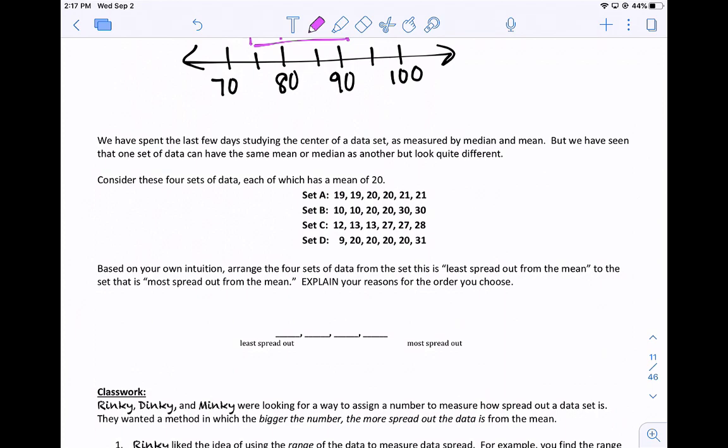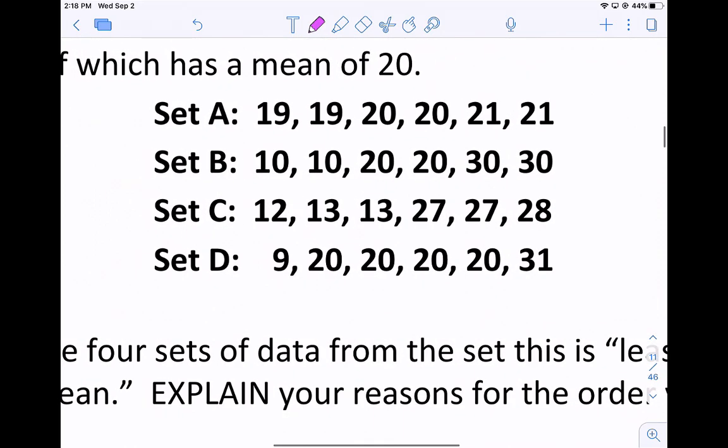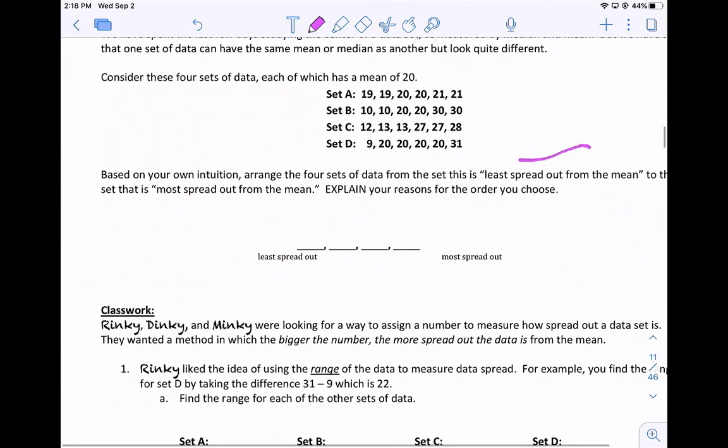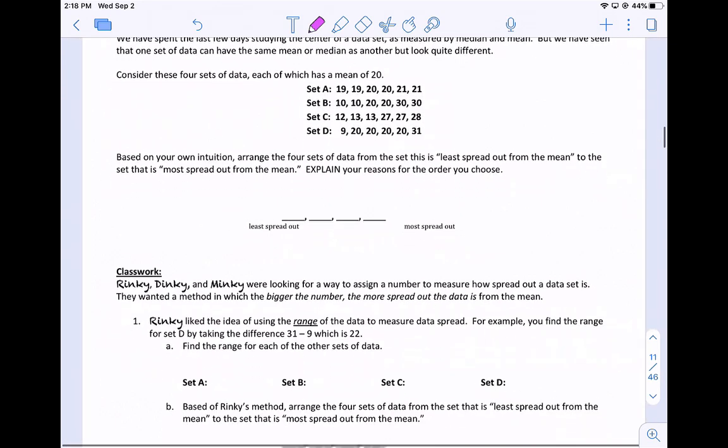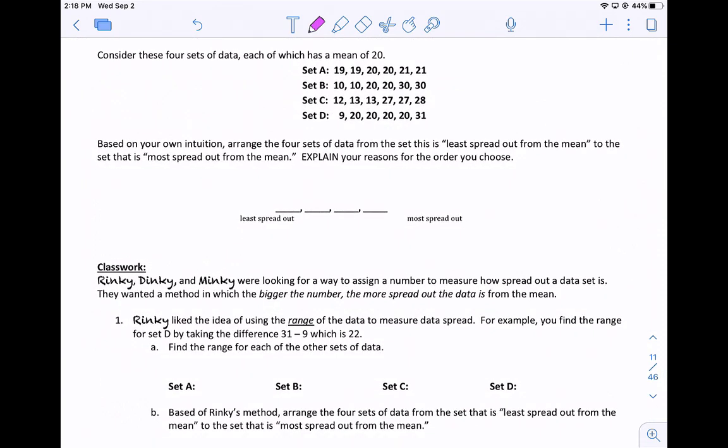So now we're going to take a look at 4 new data sets, and we're going to talk about another way to find the measure of center or describe the data. It says, consider these 4 sets of data, each of which has a mean, an average of 20. So all of these have an average of 20. It says, based on your own intuition, arrange the 4 sets of data from the set that is least spread out from the mean to the set that is the most spread out from the mean. Explain your reasons for the order that you chose.